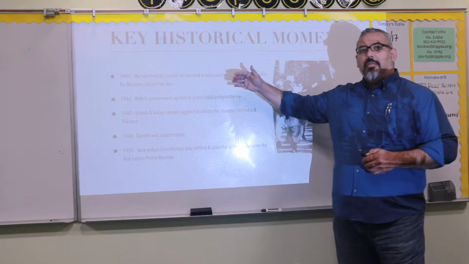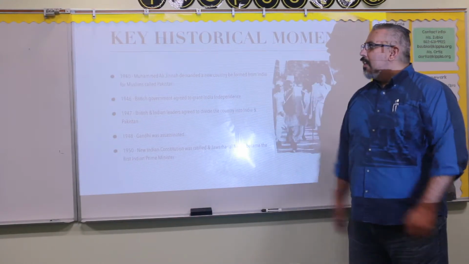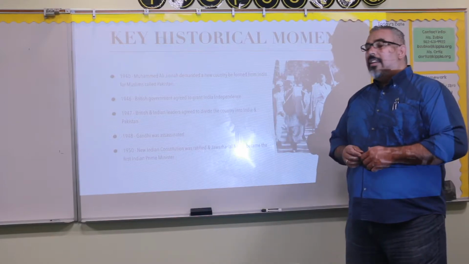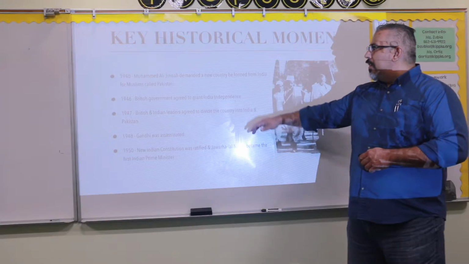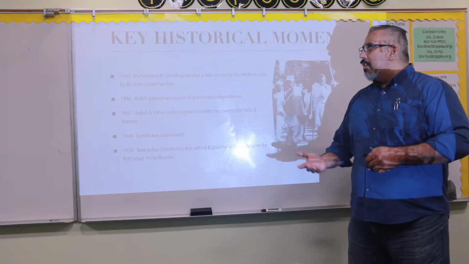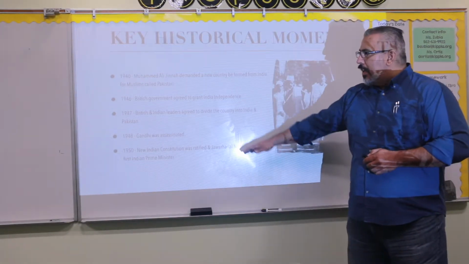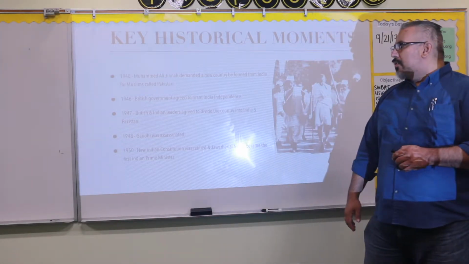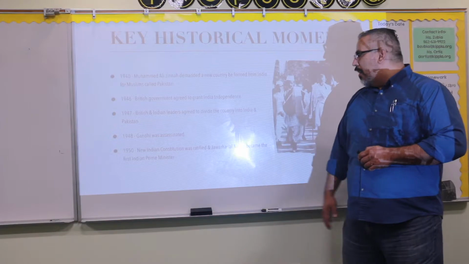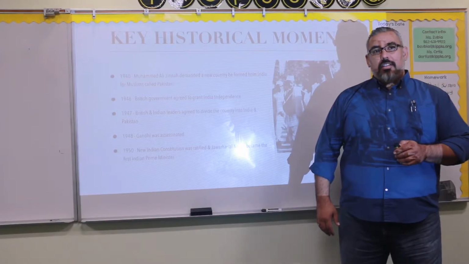Then we go into 1940. By this time, we're looking at World War II, right? Muhammad Ali Jinnah demanded a new country be formed from India for Muslims, which is now called Pakistan. In 1946, the British government agreed to grant India their independence. In 1948, Gandhi was assassinated. In 1950, the new Indian constitution was ratified, and Jawaharlal Nehru became the first Indian prime minister.